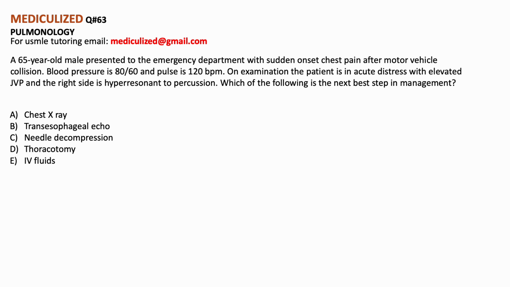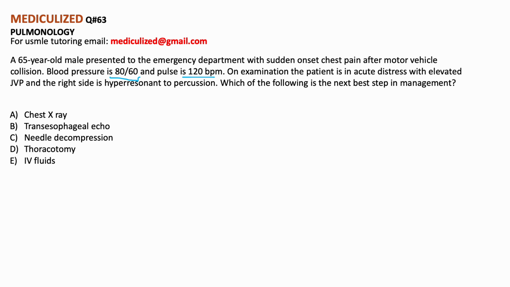So we have a 65-year-old male who comes to the emergency department with sudden onset shortness of breath and sudden onset chest pain after a motor vehicle collision. Blood pressure is very low here, so he is hemodynamically unstable. If it is less than 90, that's hemodynamically unstable. The pulse is high, which is tachycardia, and that's because of increased sympathetic outflow because of the hypotension. The beta receptors sense the low blood pressure, increasing the sympathetic outflow, causing tachycardia.